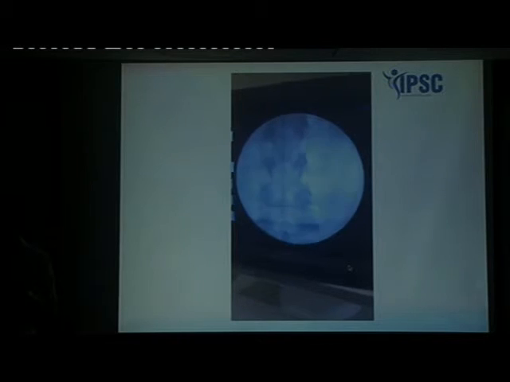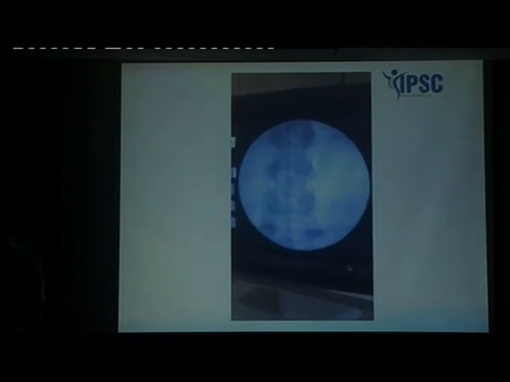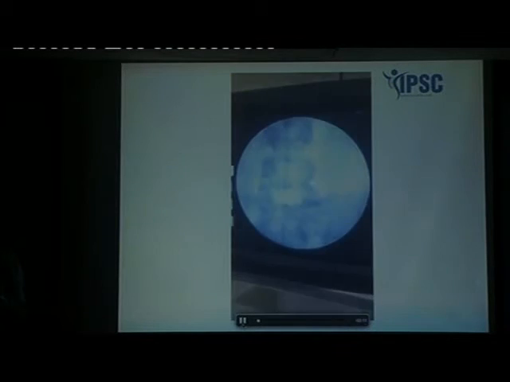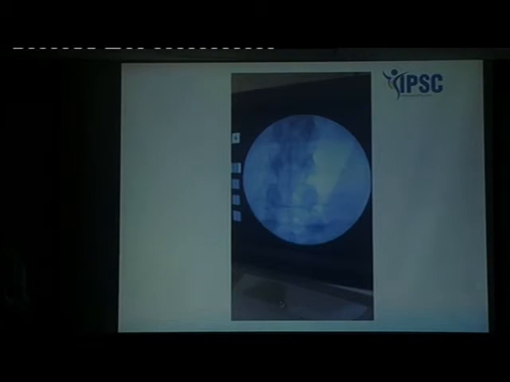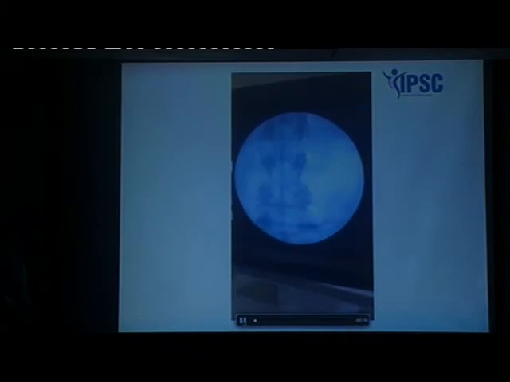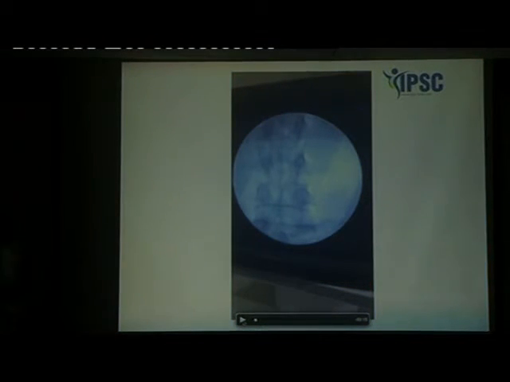So now a video demonstration of how we do it. The first step, as you know, for any intradiscal procedure, the sequence of steps is the same. First, identify the level and reach our target area. Once you reach the target area, you paralyze the end plates. This is different from endoscopic discectomy, where they don't paralyze the end plates. Here we always try to paralyze the end plates.